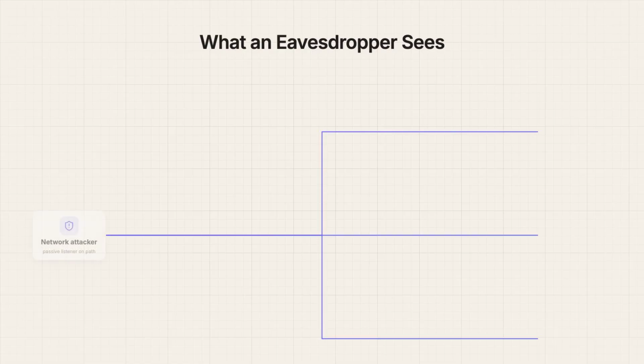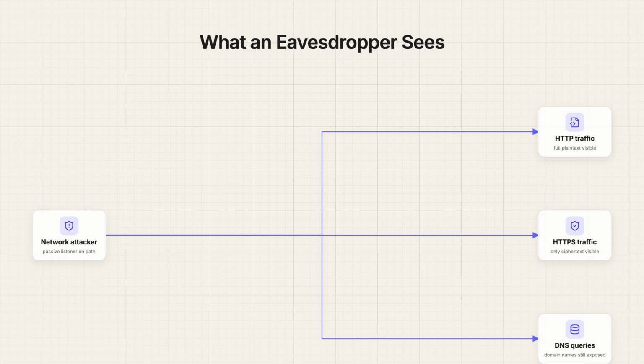A passive eavesdropper sitting on the network path branches into everything flowing past. Over plain HTTP, they read every header, cookie, and body in full. Over HTTPS, they see only scrambled ciphertext and cannot reconstruct the content. Even with HTTPS though, DNS lookups are a separate channel and can still leak which sites you visit, which is why DNS over HTTPS exists.